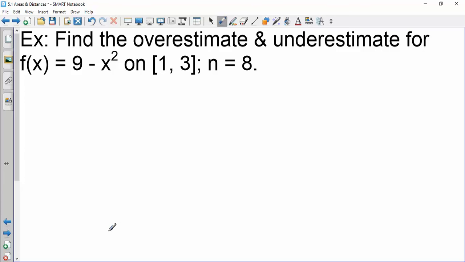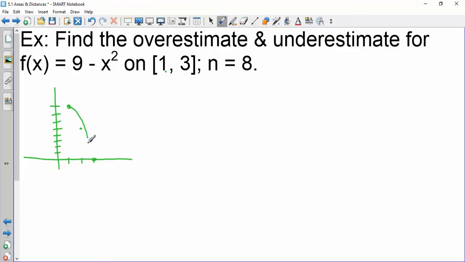So find the over and under estimate for 9 minus x squared on the interval 1 to 3 with n equals 8. So we could draw a picture if we wanted. If we graphed this thing, the picture is kind of up to you, but it can help. My first point is 1. If I plug in a 1, what do I get out? 8. Next point, I'm stopping at 3. If I put in a 2, I get out 5. If I put in a 3, I get 9 minus 9, which is 0.